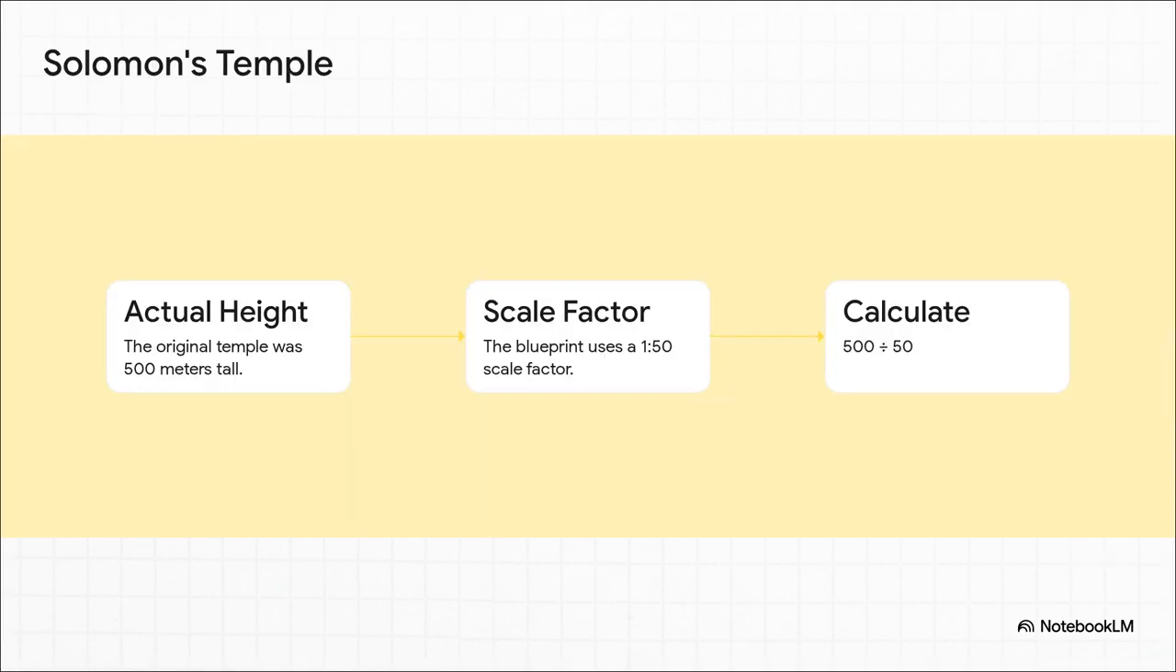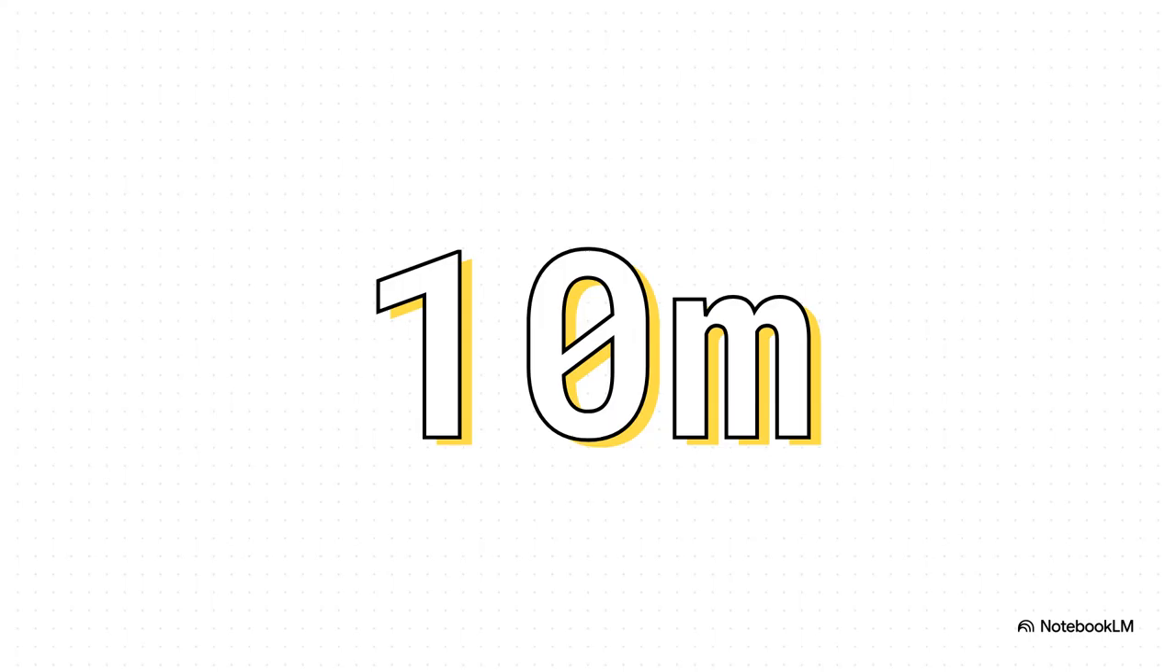All right, so let's imagine the real temple was 500 meters high. I mean, that's massive. To make a model or even a blueprint, you obviously have to scale it way down. In this case, the scale factor is 1 to 50. So just like before, it's all about division. We're going to take that 500 and divide it by 50. And what do you get? A 10-meter model. It's a perfect proportional mini version, just brought down to a size you can actually work with. See? That's the power of scaling down.